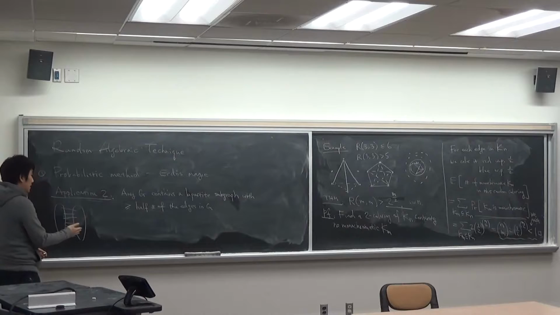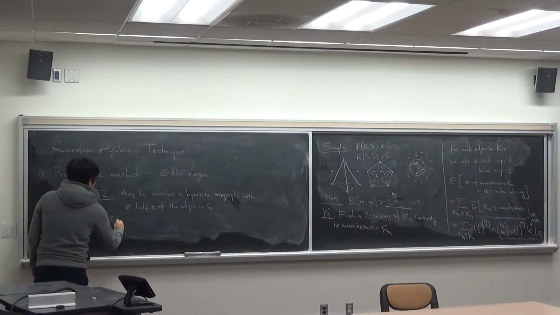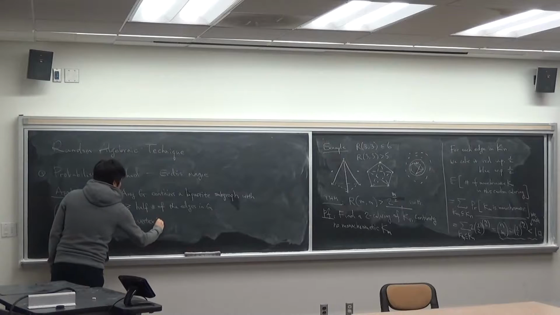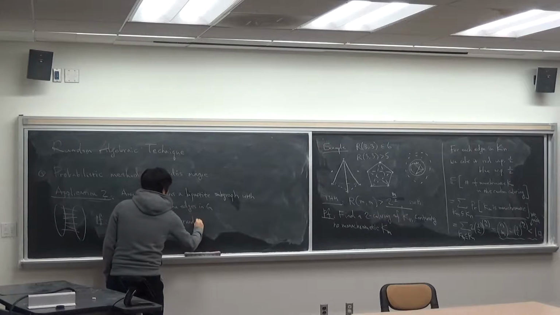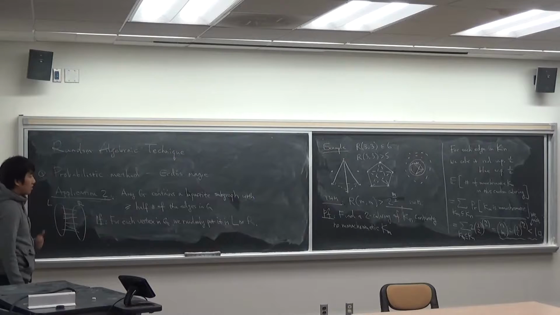Then we will calculate the expected number of edges that lie between the partite sets, and since the expected number of edges we get is greater than or equal to half of the edges, there is one partition of the vertices such that we have this bipartite subgraph with sufficiently many edges. So proof: for each vertex in G, we randomly put it in L or R. With L I mean the left part set, and R is the right part set.